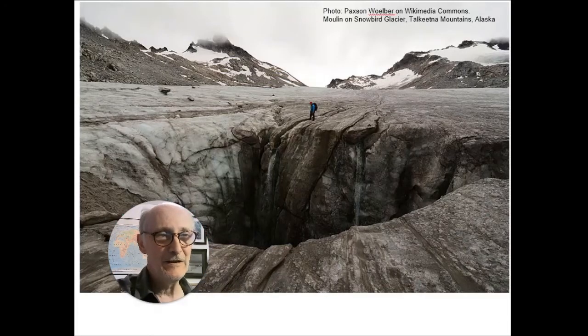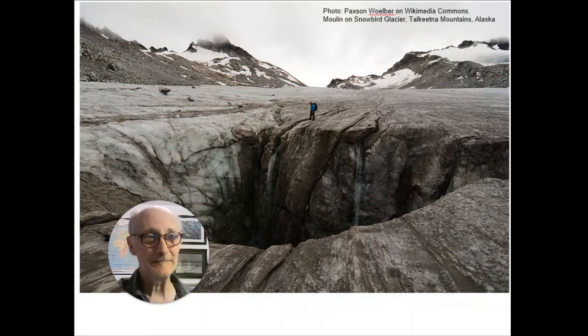I keep using that word moulin, and I showed you the little map earlier, and you can see that in the textbook where the supraglacial drainage networks end abruptly, a little point where they just disappear into the ice. So this is a photo from Wikimedia Commons of a moulin on Snowbird Glacier in Alaska. And this just shows the situation that I was talking about. So there's a figure there for scale, a person for scale.